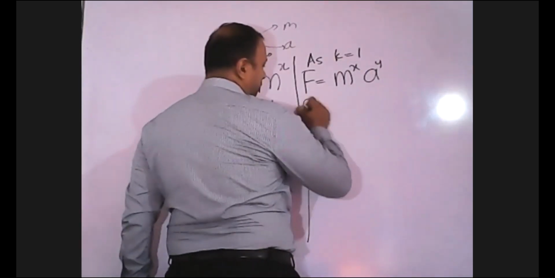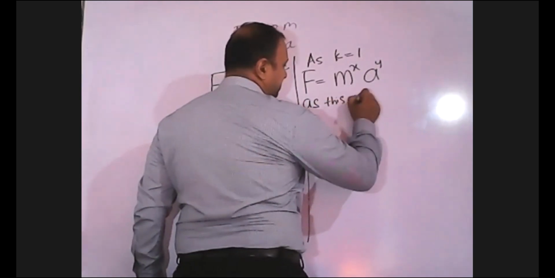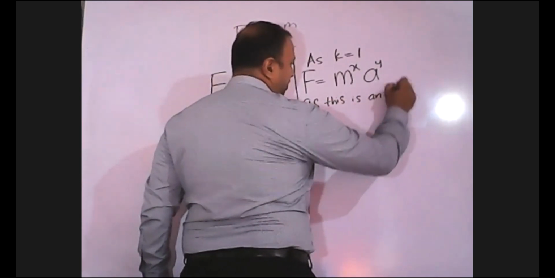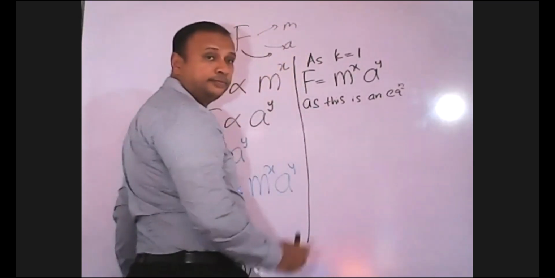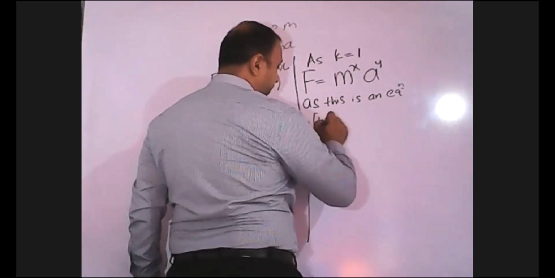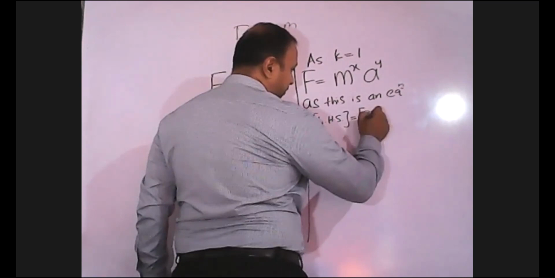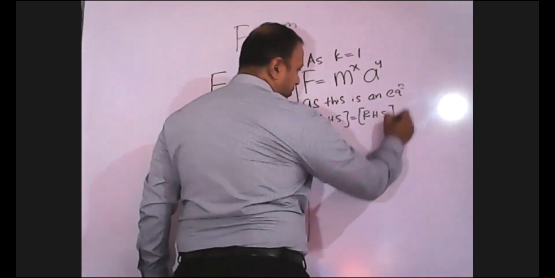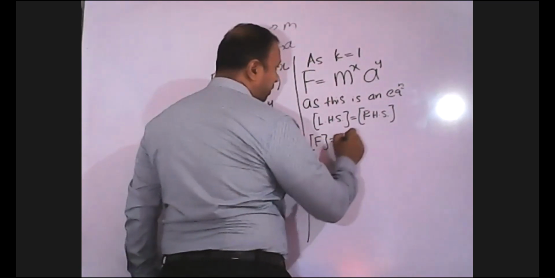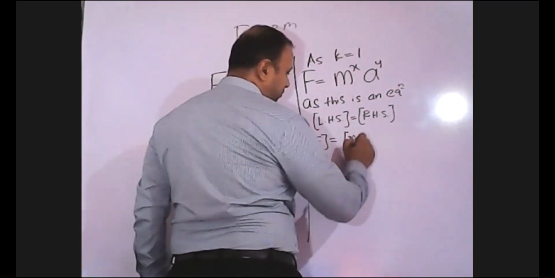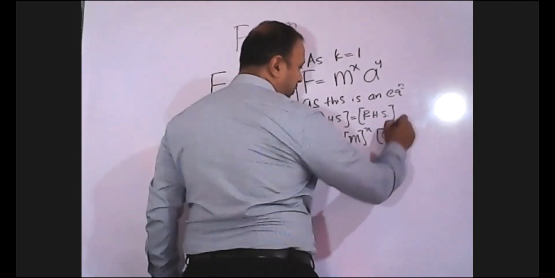As this is an equation, the dimension of LHS should be equal to the dimension of RHS. So the dimension of F should be equal to the dimension of m to the power x, dimension of a to the power y.